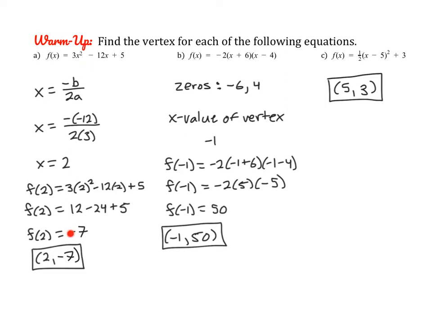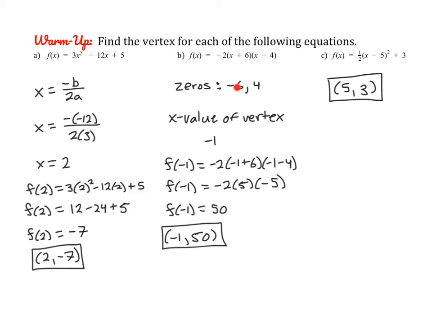So the first problem is in standard form, so you need to use negative b over 2a to find the x value of your vertex, which is 2, and then substitute it to find the y value, which is negative 7. For part B, this is in intercept form or factored form. So from this, we can tell that the zeros occur at negative 6 and positive 4, and the x value of your vertex is always going to be exactly in between them.